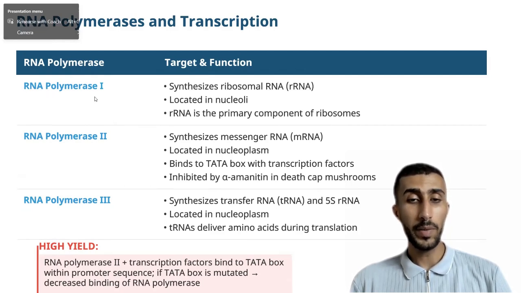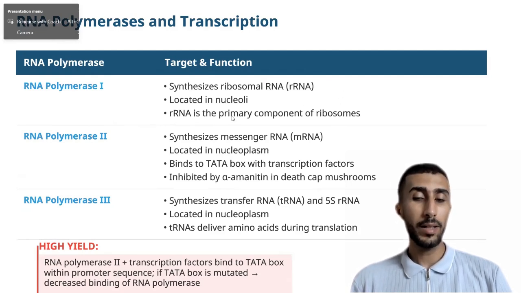RNA polymerase 1 is responsible for ribosomal RNA synthesis, 2 for messenger RNA, 3 for transfer RNA and the 5S rRNA. As for location, RNA polymerase 1 is located in the nucleoli, most centrally, while 2 and 3 are located in the nucleoplasm. RNA polymerase 1 synthesizes ribosomal RNA, which is like the factory for proteins, the primary component of ribosomes, versus RNA polymerase 2 forming mRNA.